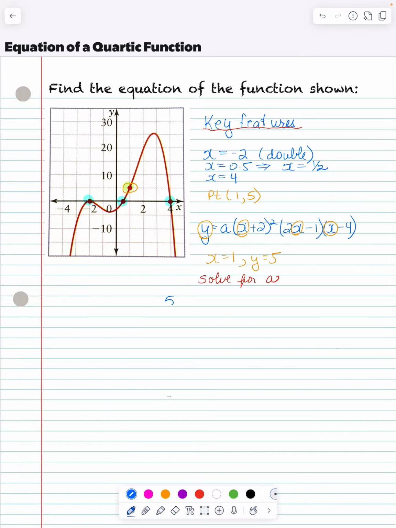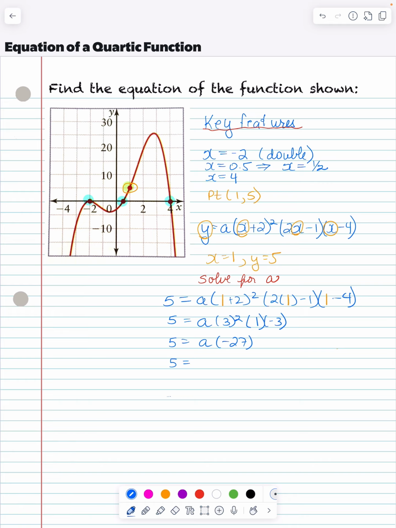We're going to have 5 equals a, open the brackets, (1 + 2) squared, (2 times 1 - 1), and then (1 - 4). I'm now going to simplify the right-hand side of the equation. I will have 3 squared, 1, and -3. Continue to simplify. A times -27.